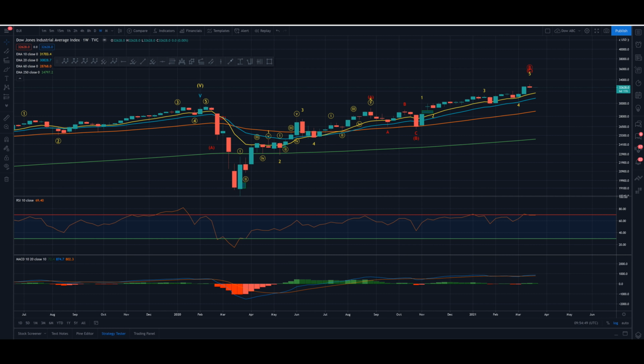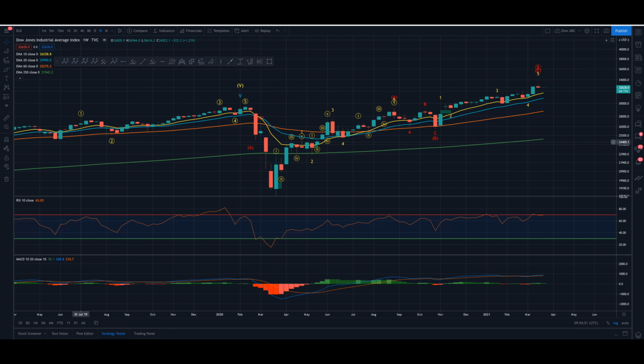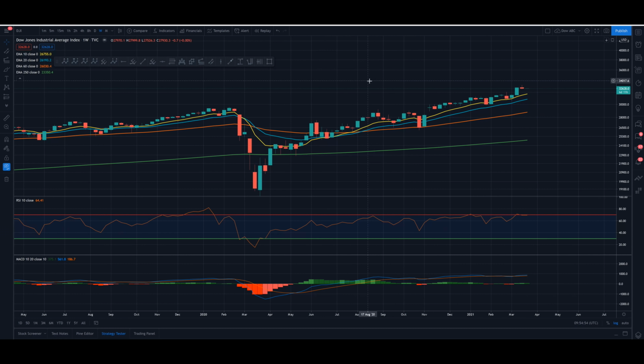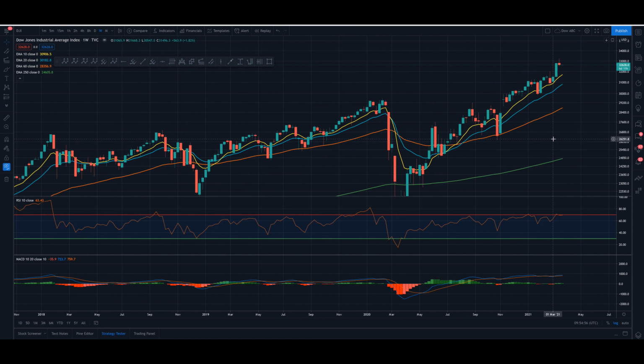So yeah, very different from the one we're now going to go over and look at, which is the Dow Jones weekly time frame here. Different count on the Dow, but we'll worry about that later. I'll save that to last because it's completely different.